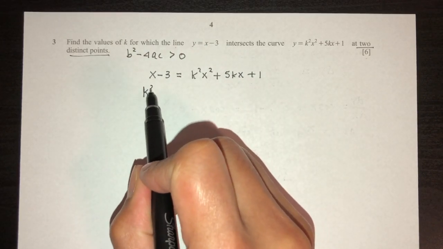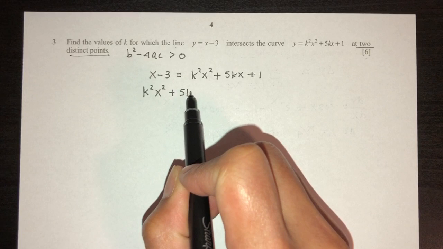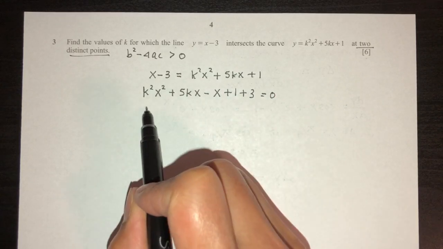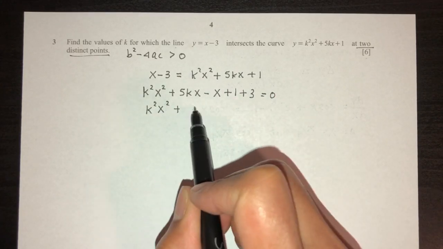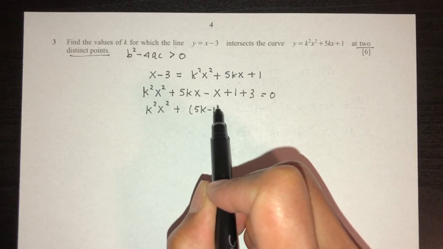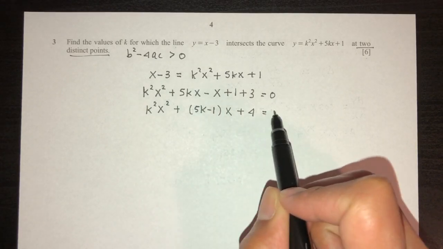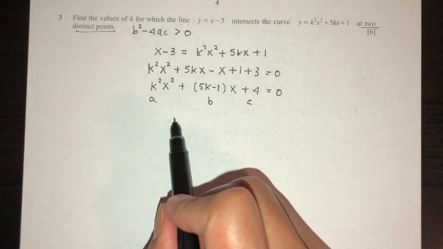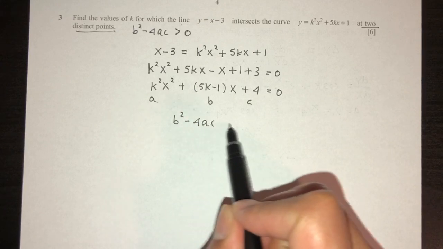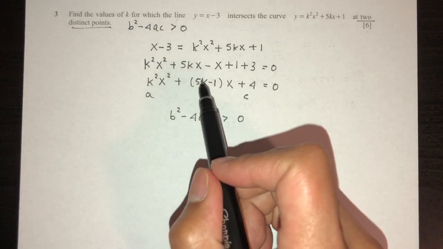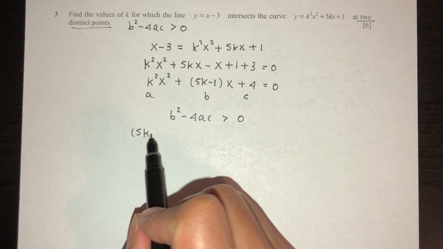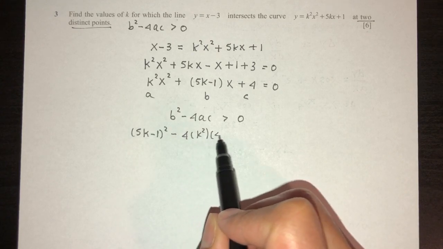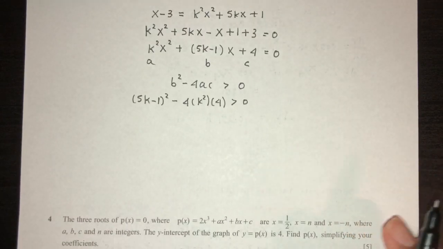Now next step is to send everything to one side. So you will have k squared x squared plus 5 times kx minus x plus 1 plus 3 is equal to 0. So k squared x squared plus 5k minus 1 x plus 4 is equal to 0. Now this is a, this is b, and this is c. So we have to find b squared minus 4ac has to be more than 0. So b squared is this value, so 5k minus 1 squared minus 4 times a, which is k squared, times c, which is 4. So let's simplify, see what happens.